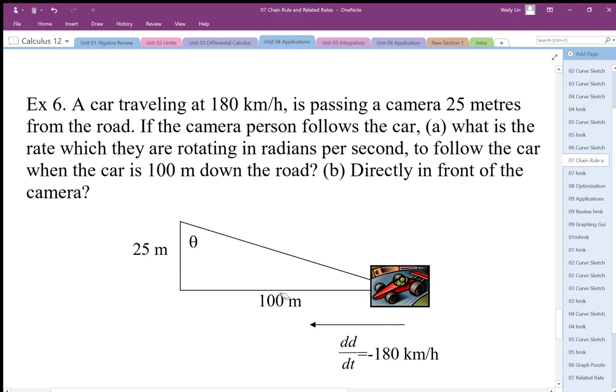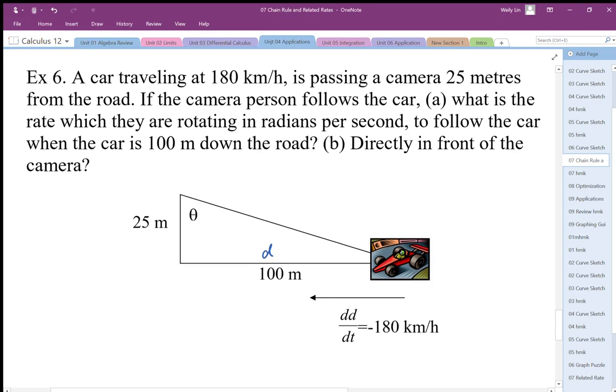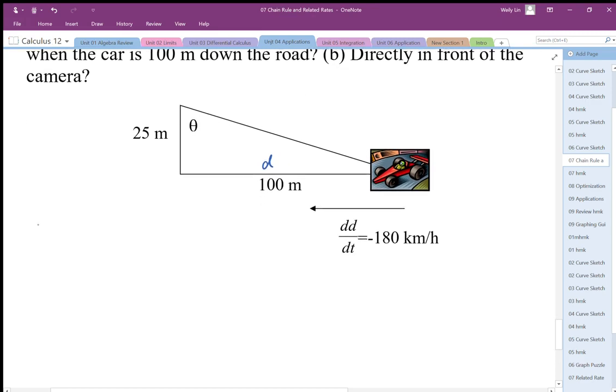So we need to relate this distance, which we'll just call d, and we need to relate the distance to the angle. This is similar to the last problem: d over 25, opposite over adjacent, is equal to the slope. Okay, there's our relationship. We've been given dd over dt.